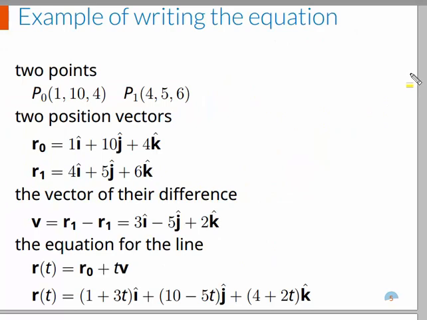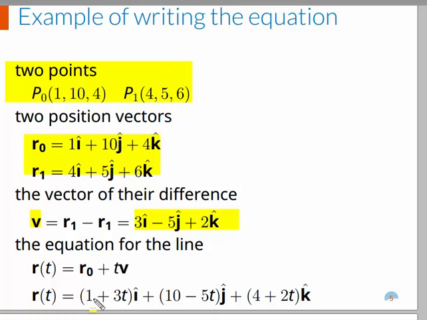Here's an example with some numbers. Here are the 2 points, P0 with coordinates 1, 10, and 4, and for P1, coordinates 4, 5, and 6. Now we have 2 position vectors. We subtract those position vectors and we get a vector for v: 3 in the i direction, minus 5 in j, and plus 2 in k. The equation for the line is r of t equals r naught plus tv. Again, v by itself is not the equation for the line.